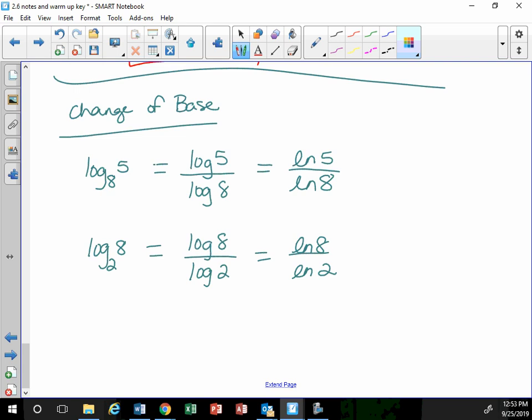An easy way to remember it, the base goes in the basement. Whatever the base is, that's the one that goes on the bottom. If this is on a non-calculator part of your test, I would just ask you to set up the change of base for me, and all you have to do is write it. Does it matter whether it's natural log or log? Nope, as long as you're consistent in numerator and denominator. The ratio ends up being the same with both of them. Okay?